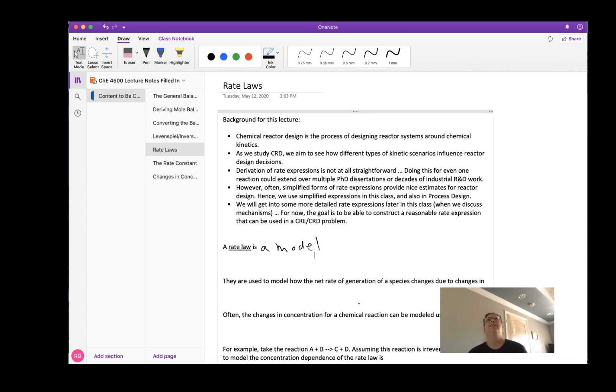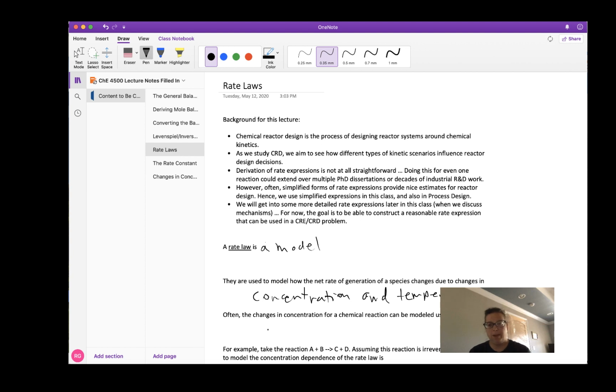A model is something that's used to simulate or model the behavior of something. So a rate law is used to model how the net generation of a chemical species in a chemical reaction changes due to changes in concentration and temperature. The rate law dependence on temperature, we'll see in the next lecture. In this lecture, we'll focus on how the rate can be modeled in terms of concentration.